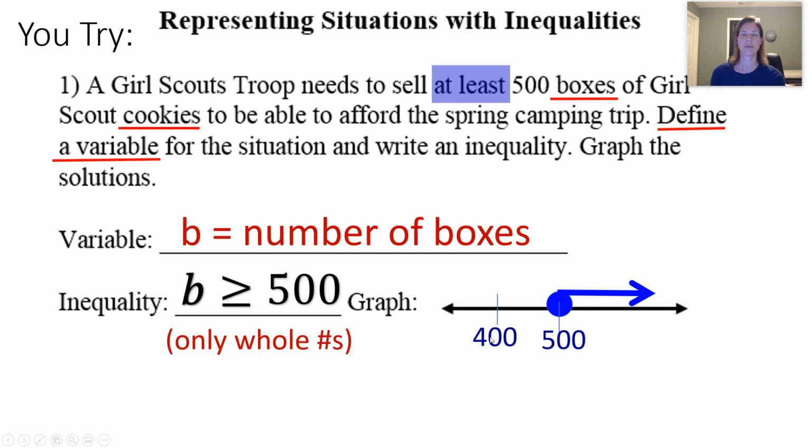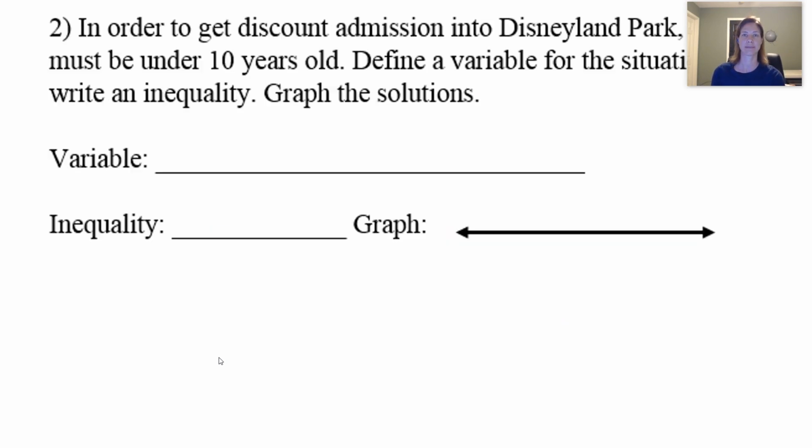I like to have at least one point on my number line showing that this is the smaller side or the greater side, so at least one other point other than the endpoint. And I also added on this one whole numbers because you really don't sell part of a box. You're not going to sell 499 and a half boxes or something like that.